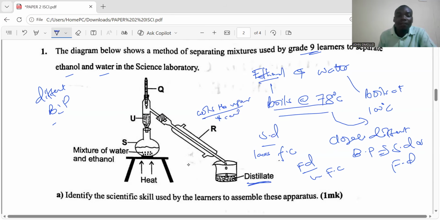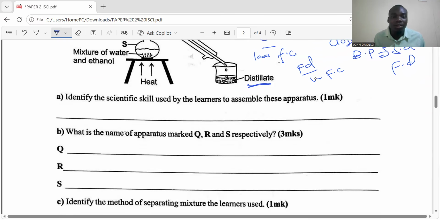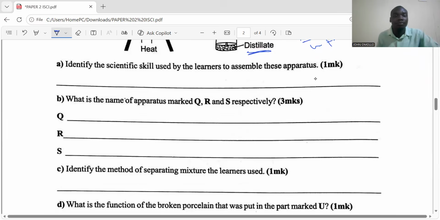So the first liquid to be collected in this case will be ethanol, because ethanol has a low boiling point of 78. When the mixture is heated, it boils first, leaving behind water, which boils later at 100 degrees Celsius. So we can easily separate these mixtures, because one of them boils first as compared to the other. The one that boils first is separated first, and then the other is left behind and collected. So that is what the method is all about.